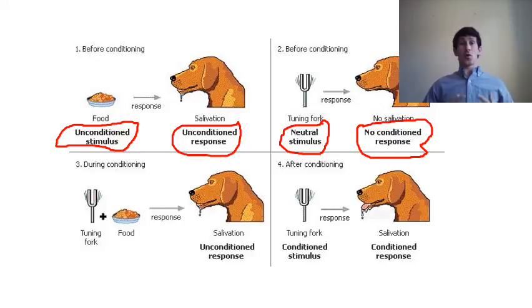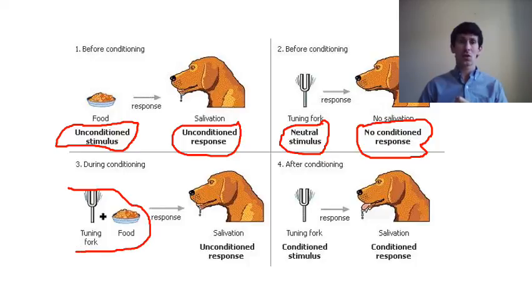So Pavlov thought, right, I'm going to bring the food to the dog. Every time I bring it, I'm also going to hit this tuning fork. So it's going to make the ringing noise. So every time the dog gets the food, it's also exposed to this ringing noise of the fork. And this is all about association. The dog starts to associate the food with the fork.